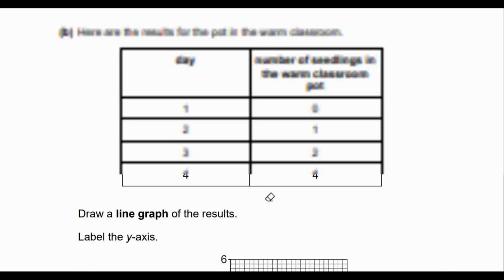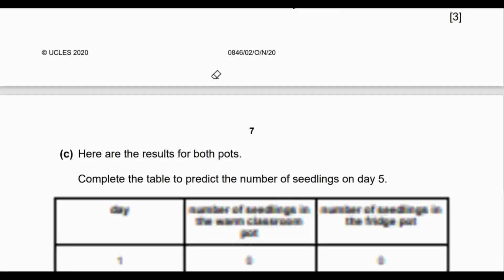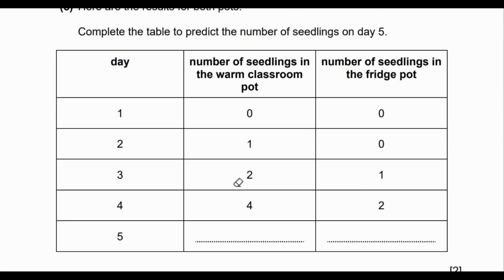The total number of seeds is 1, 2, 3, 4, 5, 6. So if we predict, it will be a maximum of 6, then we just take this one. You see the trend is 1, 2, so this might be 5 and this might be 3. That's it. So this is just an example of the answer.